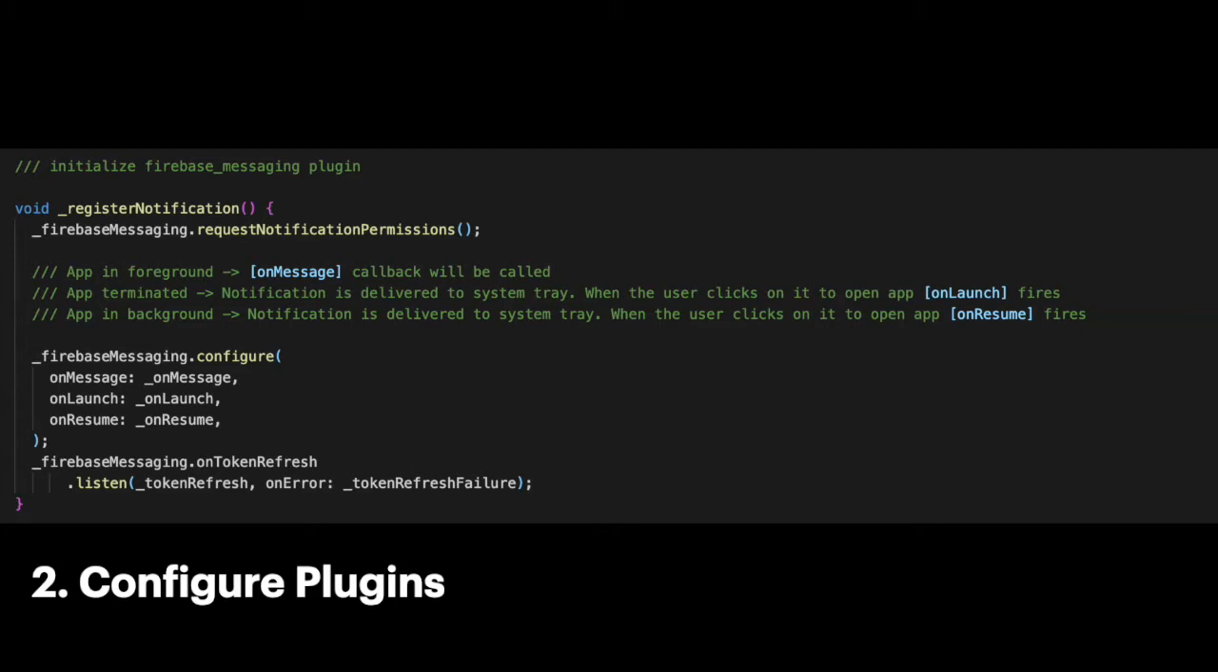onMessage will be called when your app is in the foreground. onLaunch will be called when your app is terminated and your notification is tapped. onResume will be called when your app is in the background and the notification is tapped. And we will also listen to the token changes. We will assign a token refresh callback for that.